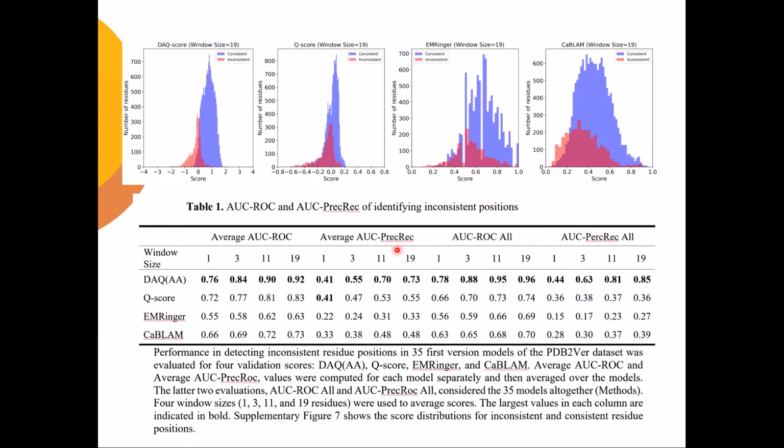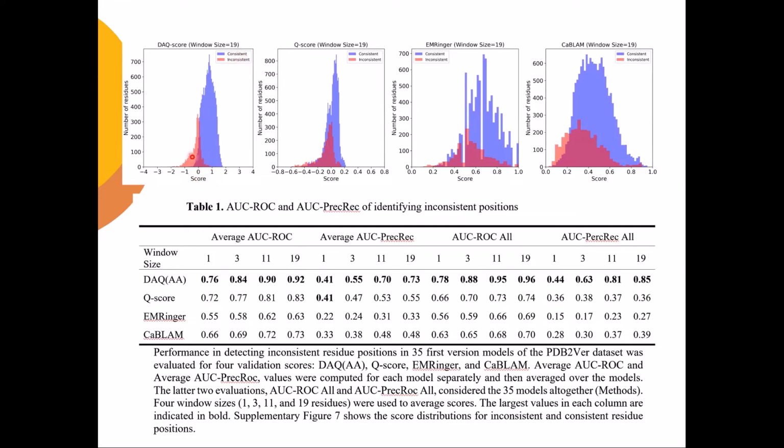Here we can consider the detection as a classification task. In the PDB entry with two versions, we can classify the residues into two classes: those residues which did not change from the first version to the second, and those residues which were modified, probably corrected, in the second version. This is the distribution of the score of the consistent regions which didn't change in the updated structures, and this is the inconsistent region which was revised in the second version.